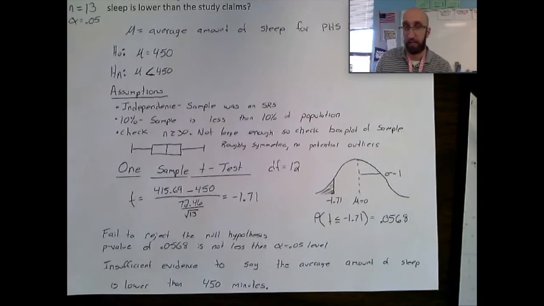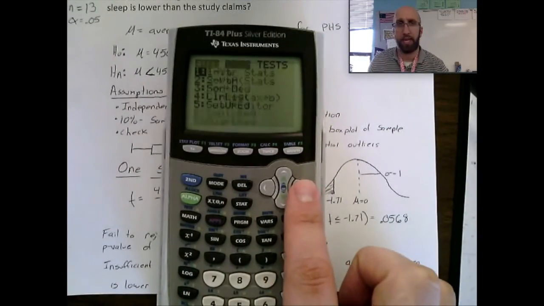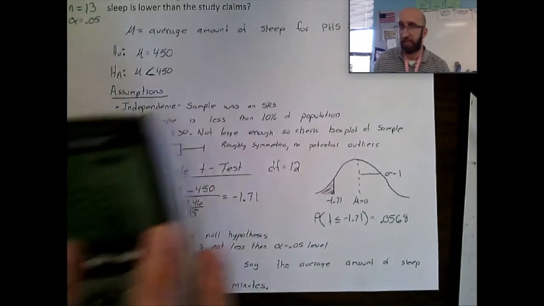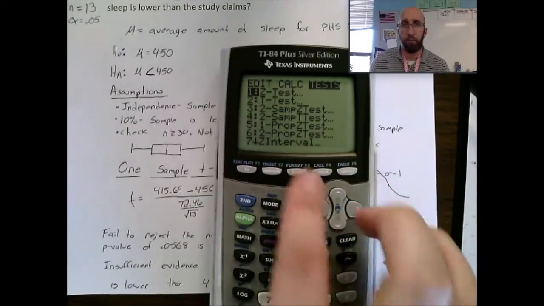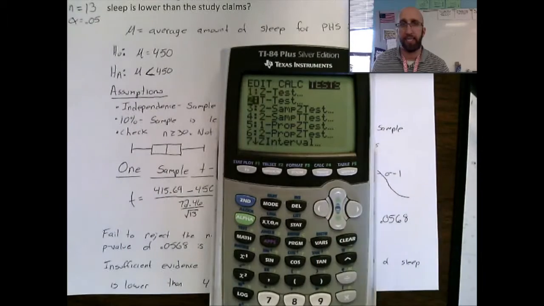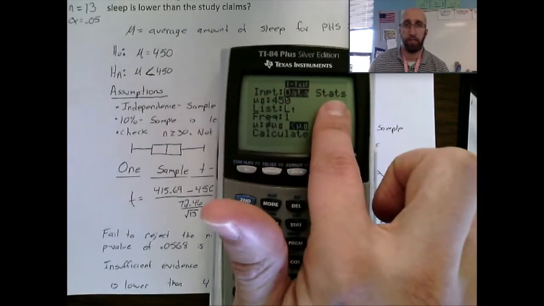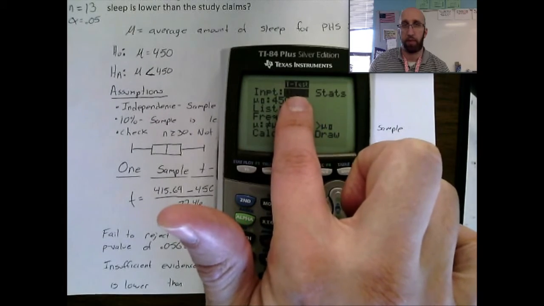So what I did is I went to stat over to tests. You would be looking for a one-sample t-test, but the way TI-84s label it is they just call it a t-test. I went in there, and you have two options. You can either do data or statistics. Since I have raw data, I went this route.